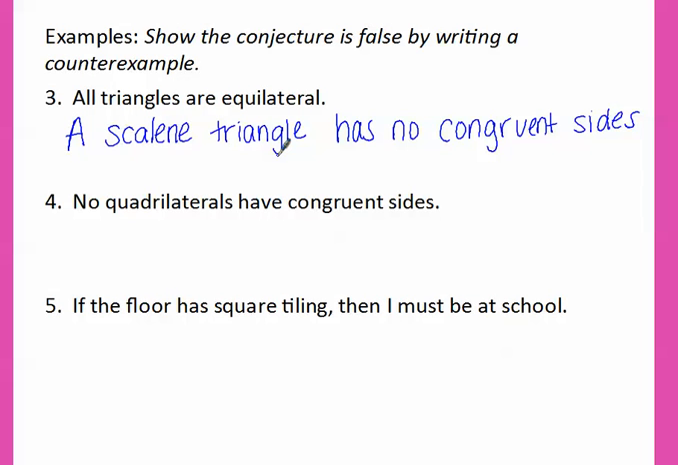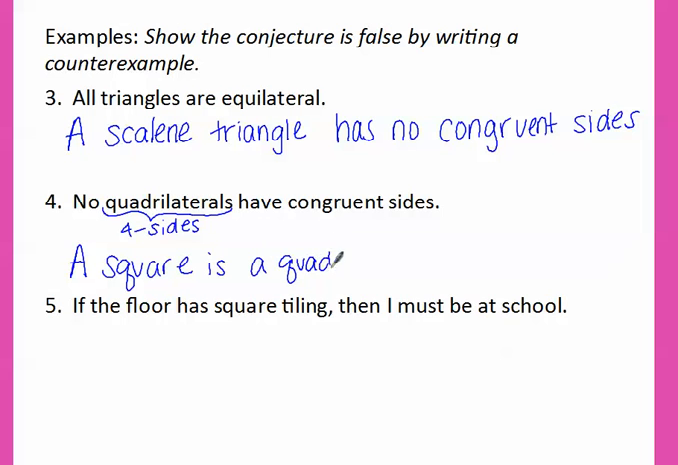Number 4, no quadrilateral, which means it has 4 sides, have congruent sides. Can you think of a shape that has 4 sides and all of the sides are the same length? That's right. A square is a quadrilateral with all congruent sides.